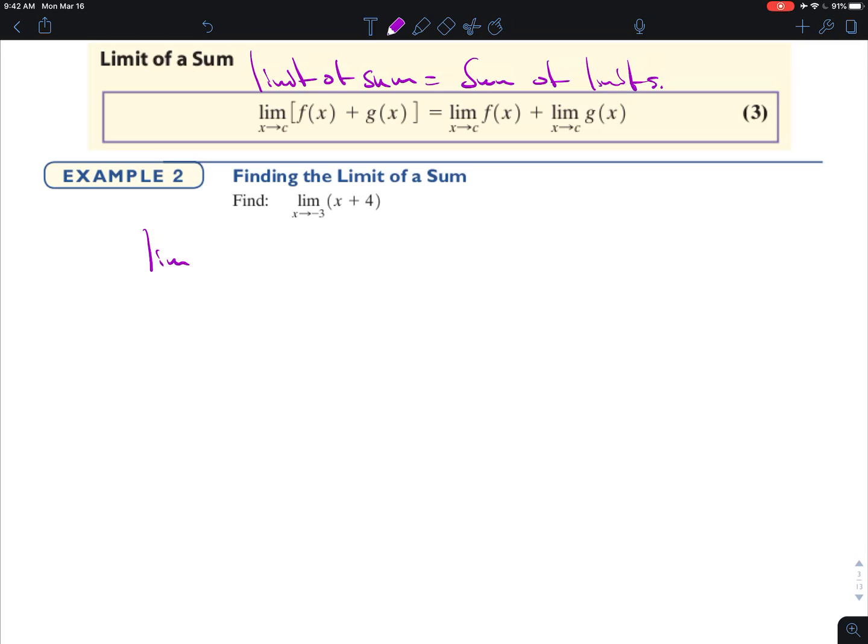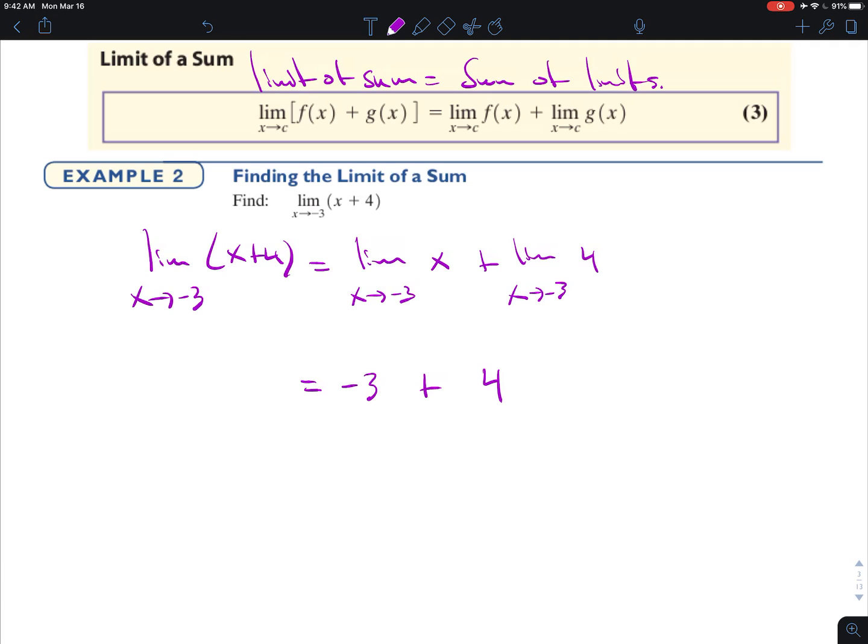So from beginning to end, the limit as x approaches -3 of x plus 4 is going to be equal to the limit as x approaches -3 of x plus the limit as x approaches -3 of 4. And according to our limit of x rule, this is going to be equal to -3. The constant rule, that's going to be equal to 4.